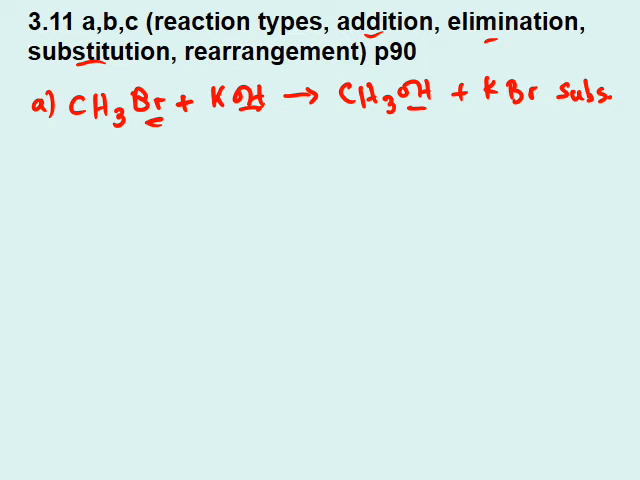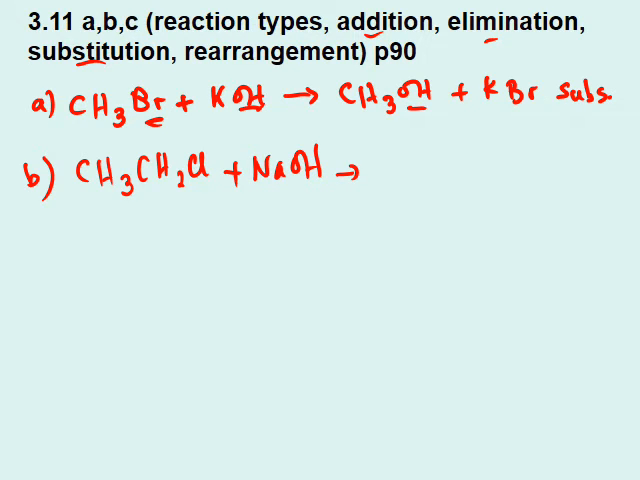Now let's go over part B. CH3CH2Cl, that's the first compound, plus NaOH, and this gives CH2=CH2 plus NaCl. Now the question is, what kind of reaction is this?